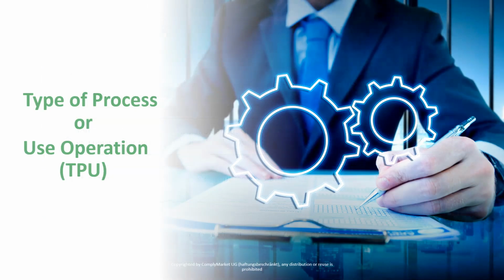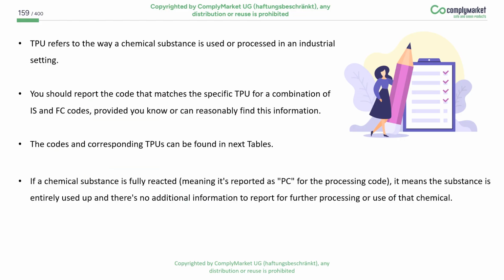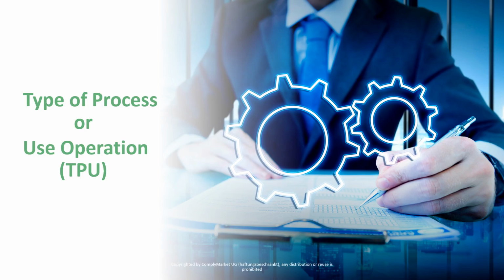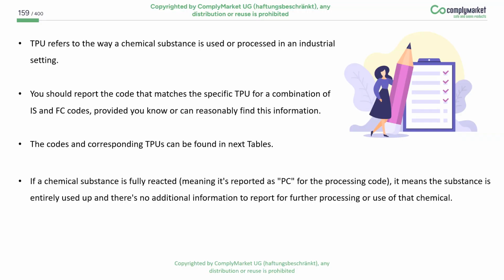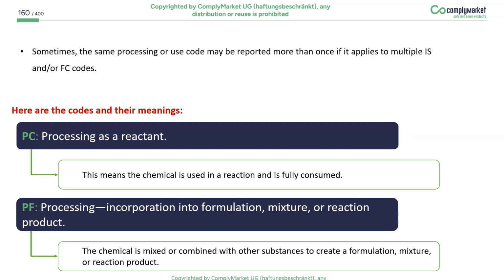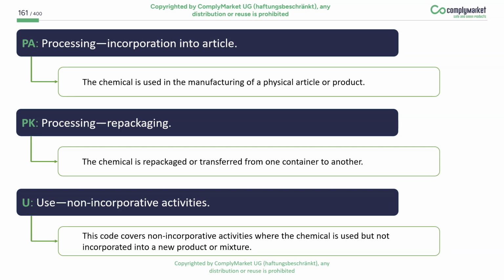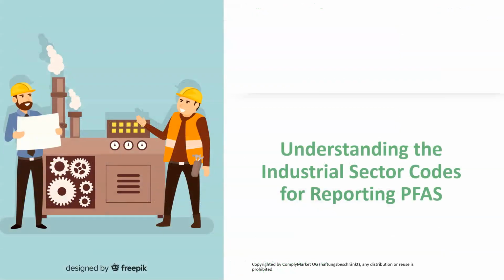Types of process or use operations. TPU refers to the way a chemical substance is used or processed in an industrial setting. The codes corresponding to TPUs can be found in the next table. So PC, processing as a reactant; PF, processing incorporation into formulation mixture; PA, you have codes, I will skip them, you have slides at the end.